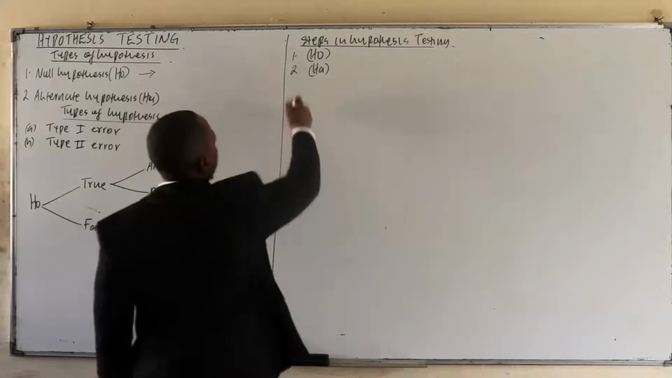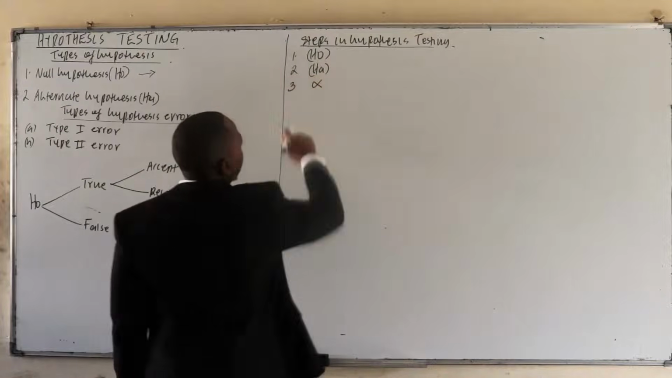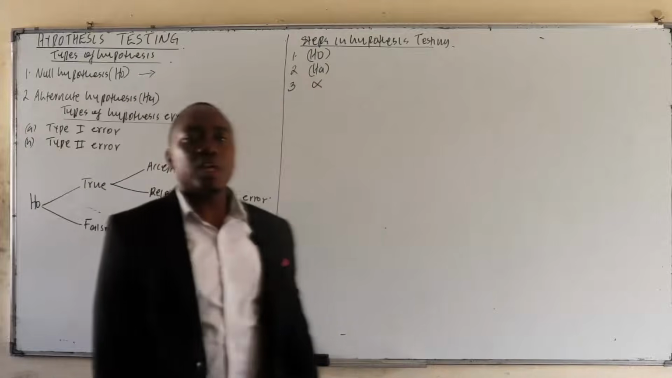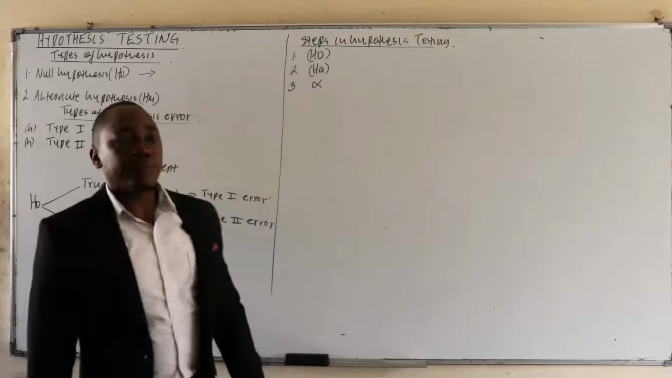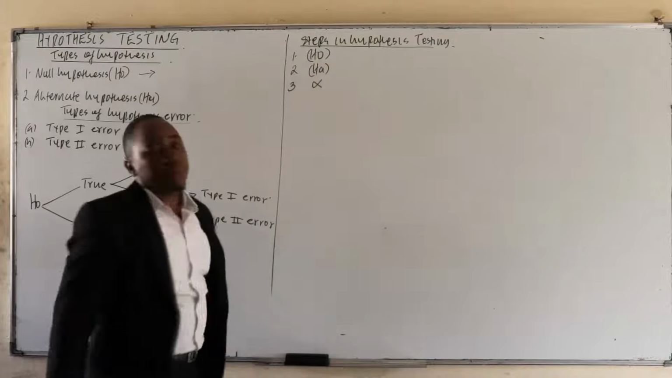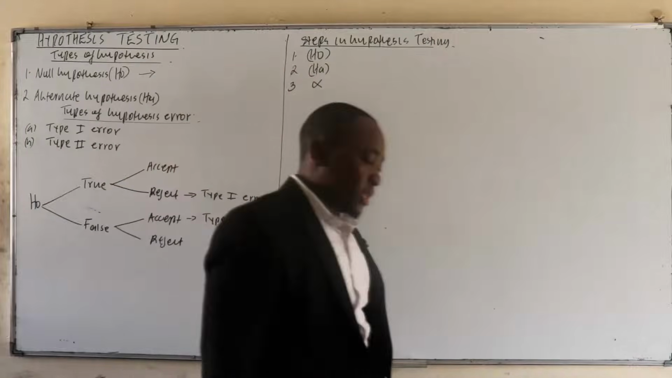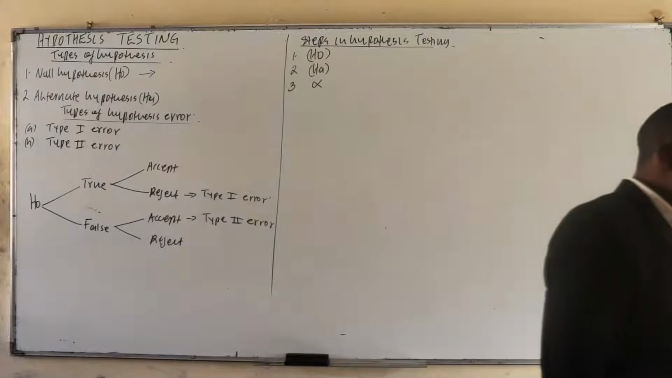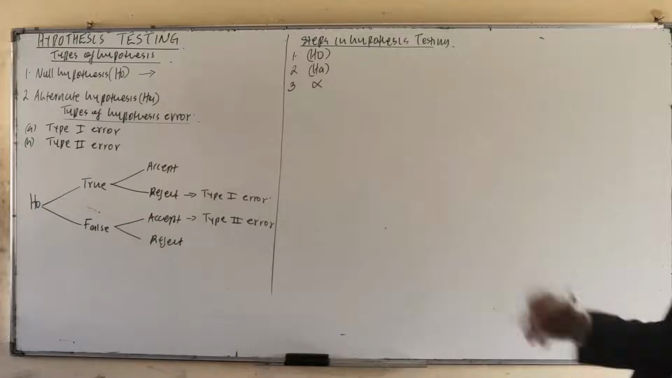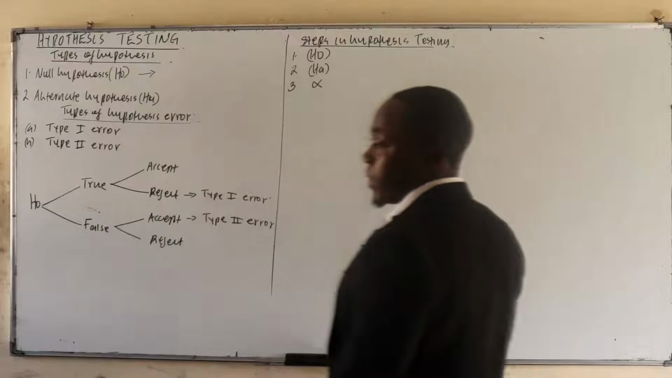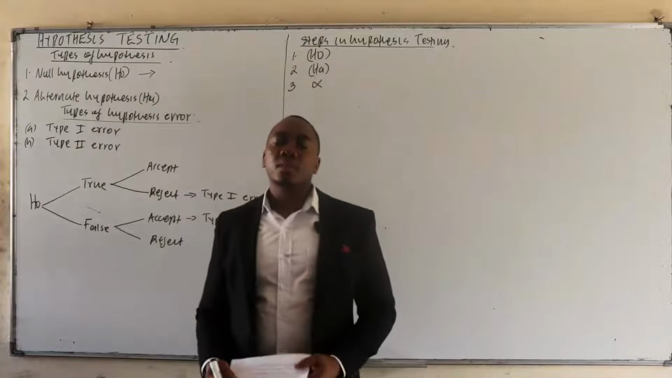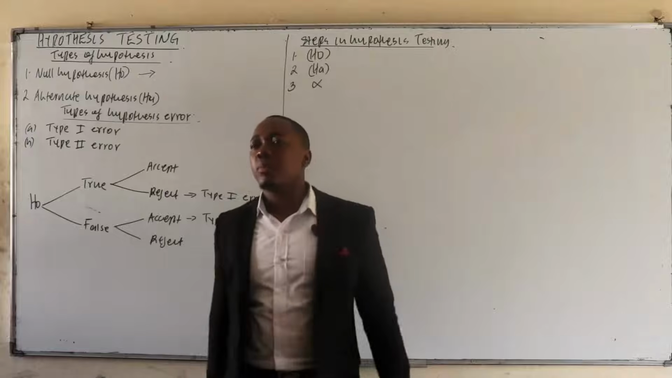Number three, choose a significance level. In bracket, you show this sign, alpha. Then you explain: this is the probability of rejecting a true hypothesis.